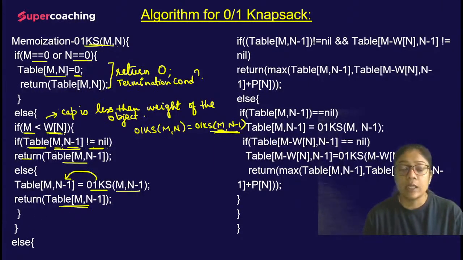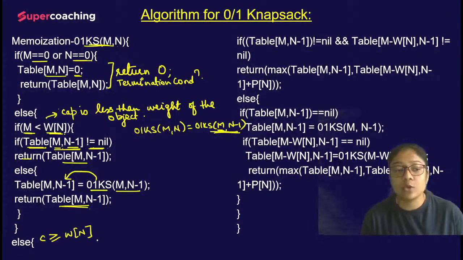Same thing, ये केस आया जब capacity is less than the weight, and when the capacity else means capacity is greater than the weight of the object, तो यहाँ पे आपके पास दो केसेस थे, accept or reject.